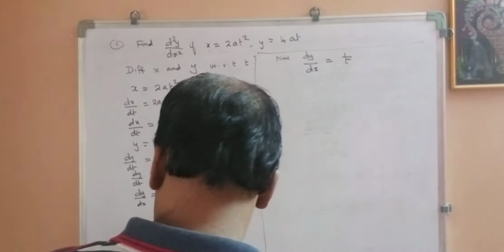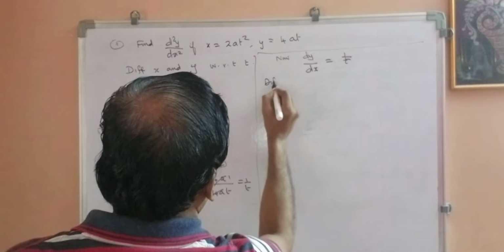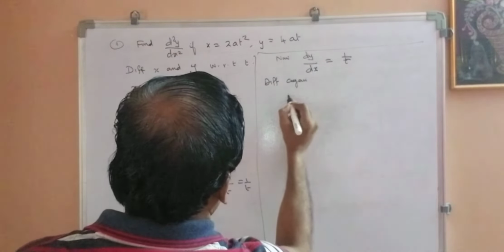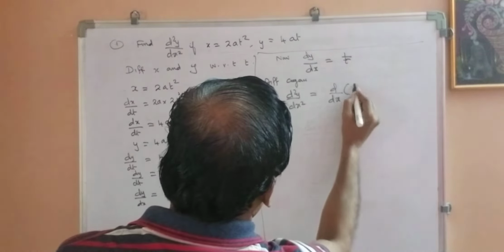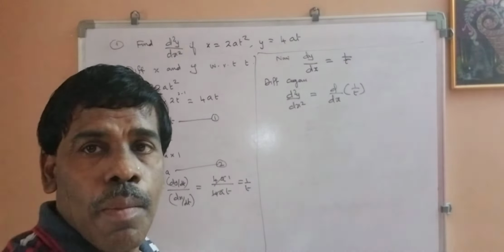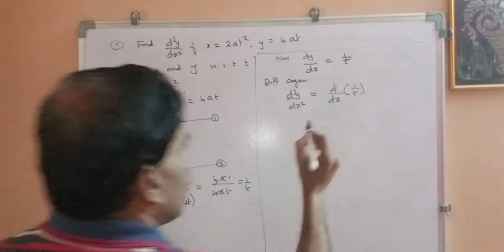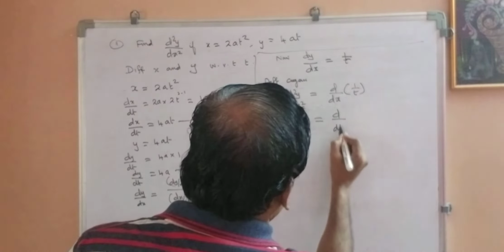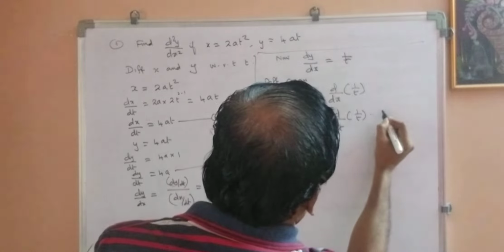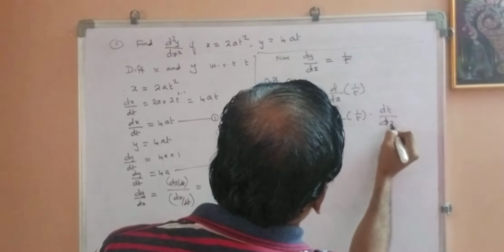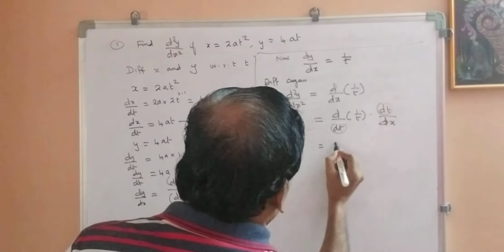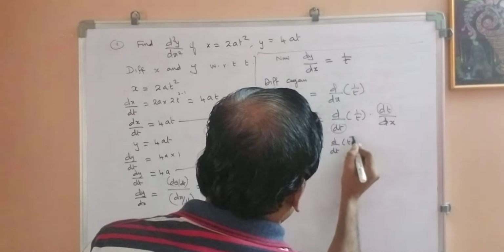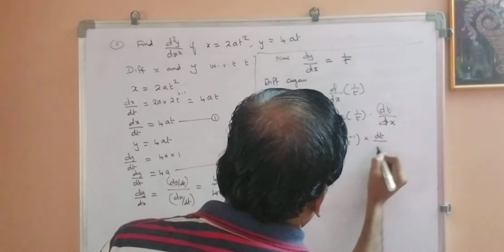Now, here t is there. Differentiating again, what we will get? d square y by dx square equal to d by dx of 1 upon t. Here t is there. So, as I told you, chain rule: d upon dt of 1 upon t into dt upon dx. See here, I have introduced chain rule. So, d upon dt of t raised to minus 1 into dt upon dx.